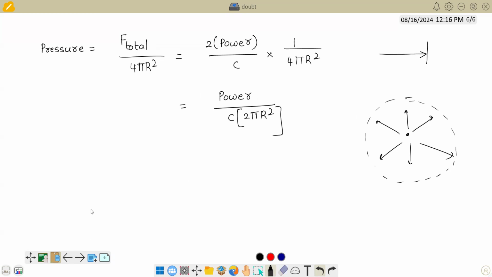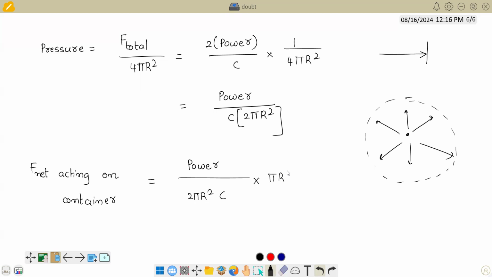We will take this pressure and substitute it for the net force acting on the container, which equals power divided by 2 pi r square into c, into pi r square. So it would become power, pi r square would cancel, and that's how we get power by 2c. So this is a way to solve the problem.